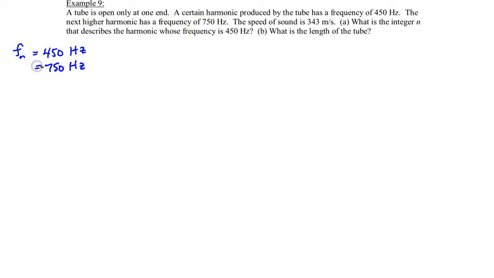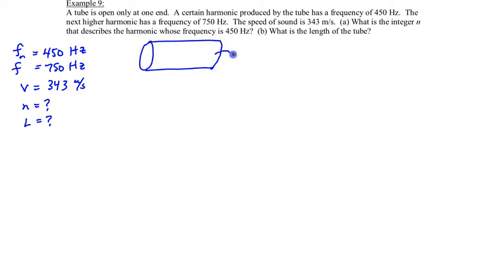So that this is going to be a different frequency, and I'll just label that in a minute after we talk a bit about it. We also know that the speed of the sound wave is 343 meters per second, and we're asked to figure out what n is equal to and what the length of this tube is. So let's try to visualize this. We really have a tube here that is closed at this end and open here. And we don't know what harmonic it is.